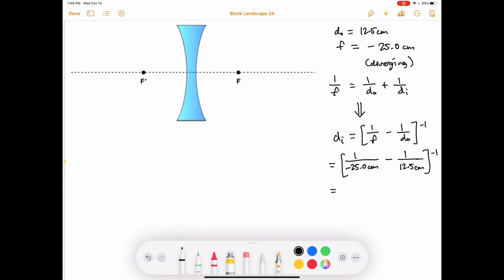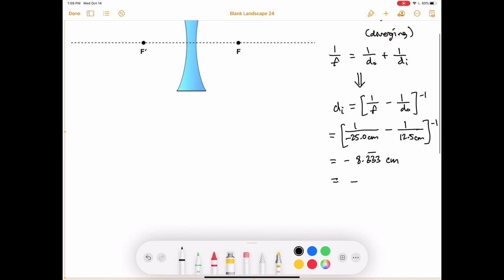This works out to minus 8.33 repeating centimeters, which if we round it to 3 sig figs would be minus 8.33 centimeters. That's our image distance. DI is negative. That implies a virtual image.